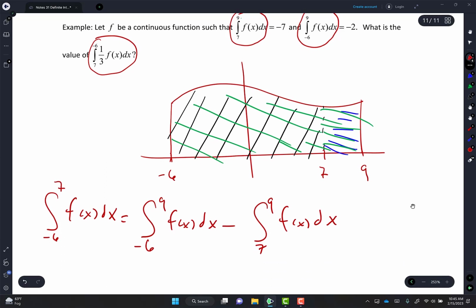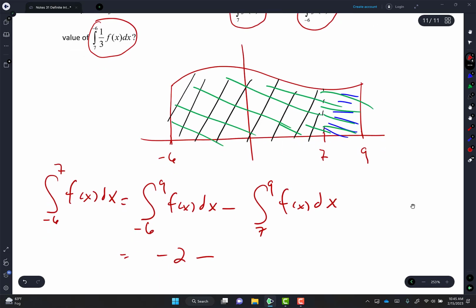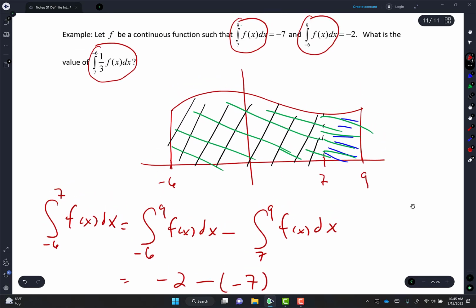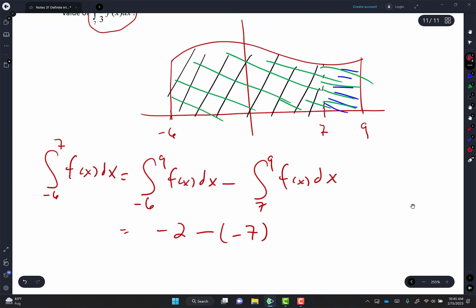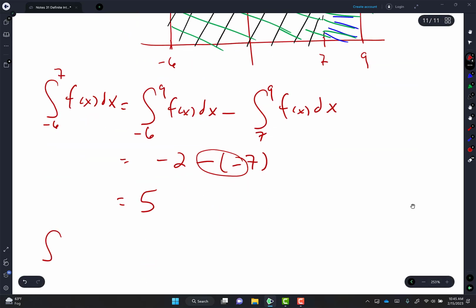Yes. Okay. The area from negative 6 to 9 is negative 2, minus the area from 7 to 9, which is negative 7. So now, minus a negative is going to be plus. So negative 2 plus 7 is 5. So here's what you know: the integral from negative 6 to 7 of f of x dx is 5. That's all you need. You ready?